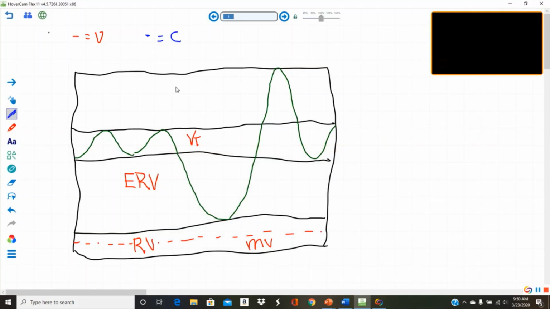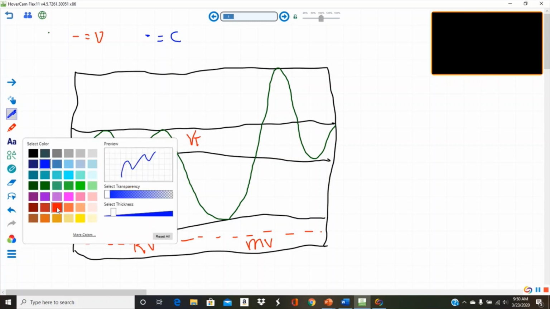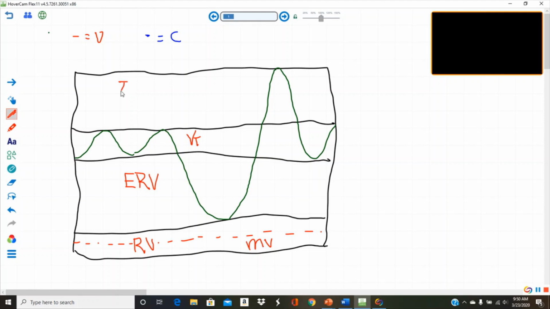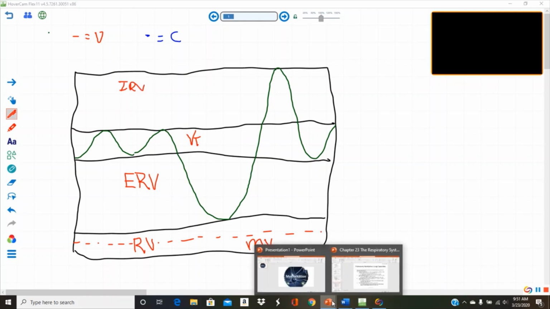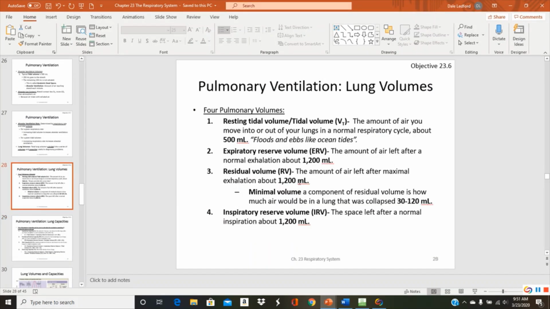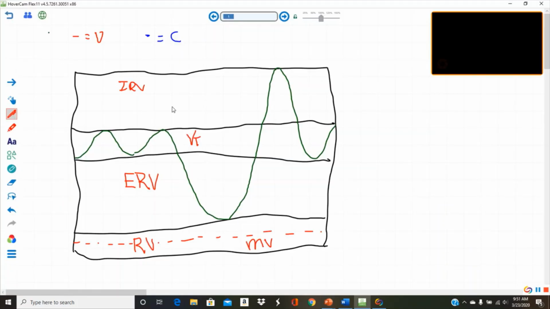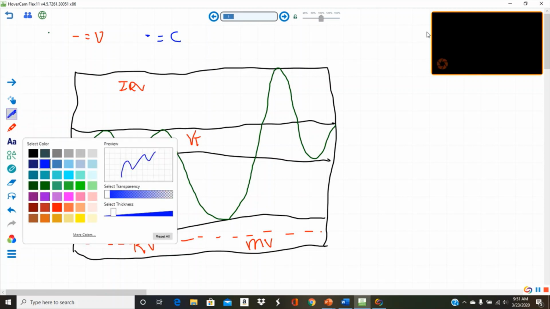And look what I forgot to write in here. IRV. Sorry. I almost forgot to write inspiratory reserve volume. I almost forgot that volume, didn't I? When I was talking, inspiratory reserve volume is after normal inspiration. There's still more you can breathe in. So if I take a normal breath in, then breathe more. Okay. Now, I'm sorry I almost forgot to do that. So I'm glad I caught that. It could be easy when you're out of pocket.